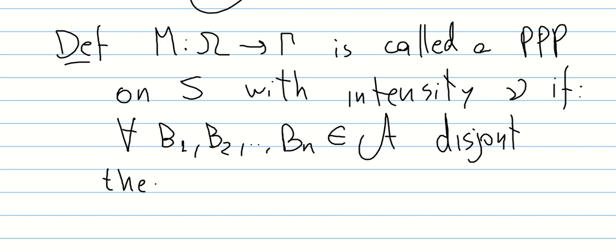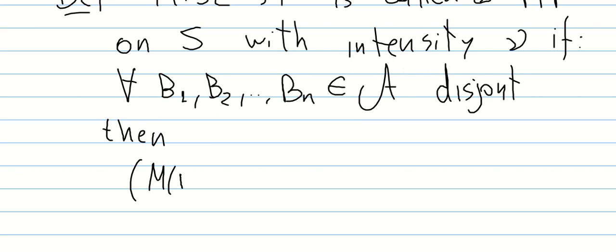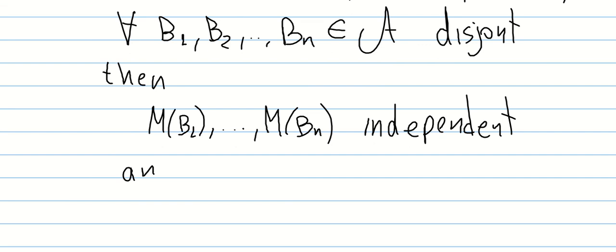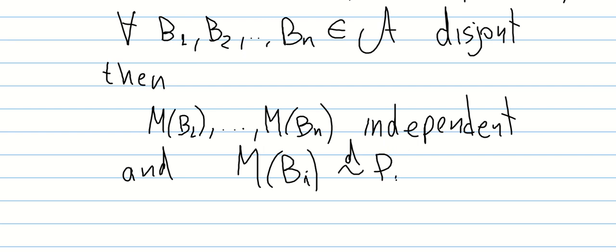then the vector M(B1), ..., M(Bn), we saw that these are random variables, has independent coordinates. So let's remove the vector notation, just say that these random variables are independent. And the distribution of M(Bi) is a Poisson random variable. And what's the parameter of the Poisson? It's going to be exactly nu(Bi).